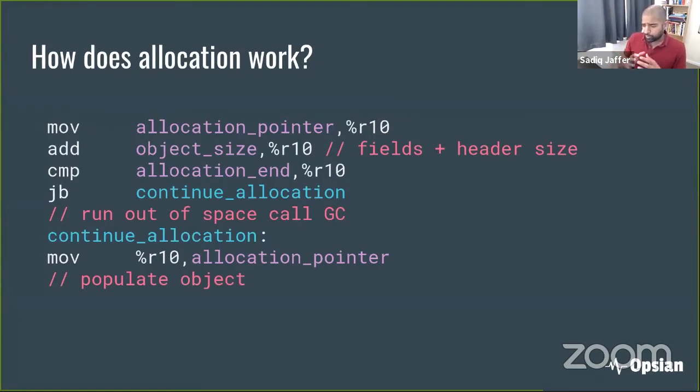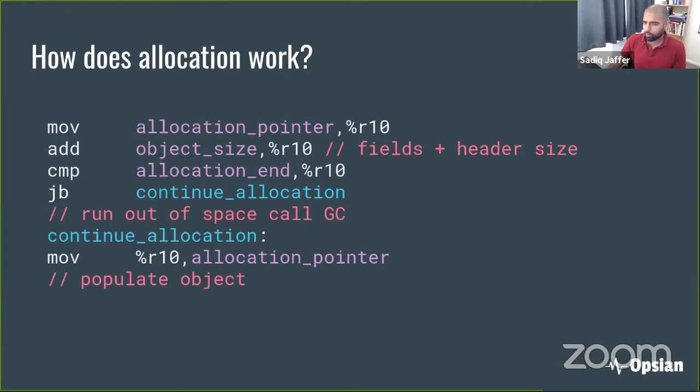So the first thing we do is we move the current allocation pointer into a register, and depending on the architecture, it might already be cached in one. Then we add the object size, and then we compare it to the end of the allocation region. And if we're over the end, then we call into the GC. Otherwise, we go ahead and we populate the rest of the object, the fields, and we initialize them, and away we go.